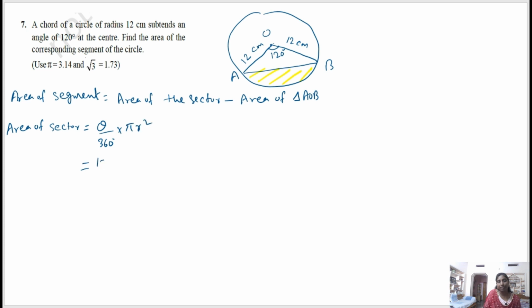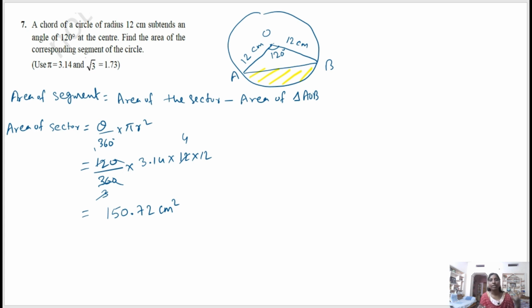It means what is theta? 120 by 360 into what is pi value? 3.14 into what is r? 12 into 12. 0 0 cancel. 12 ones are 12, 12 threes are 4. Now 3.14 into 4 into 12, you will get 150.72. Since it is area, so centimeter square. Okay, if you multiply 3.14 into 4 into 12, you will get 150.72 centimeter square. This is the area of the sector.